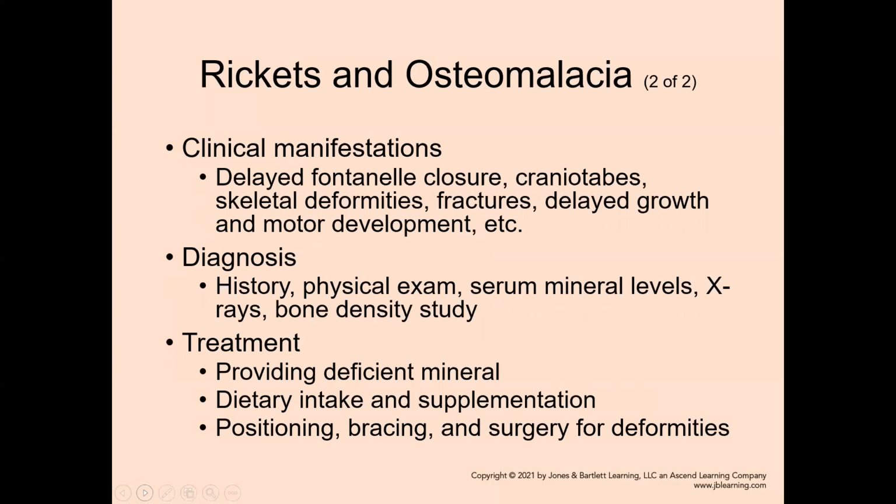Diagnosis is made by history and physical exam, and serial mineral levels of the vitamin D, calcium, and phosphate. You may also obtain x-rays and a bone density study. This is often identified first in childhood. Treatment includes providing the deficient minerals, good dietary intake and supplementation, and they may need positioning or bracing or surgery to fix the deformities.